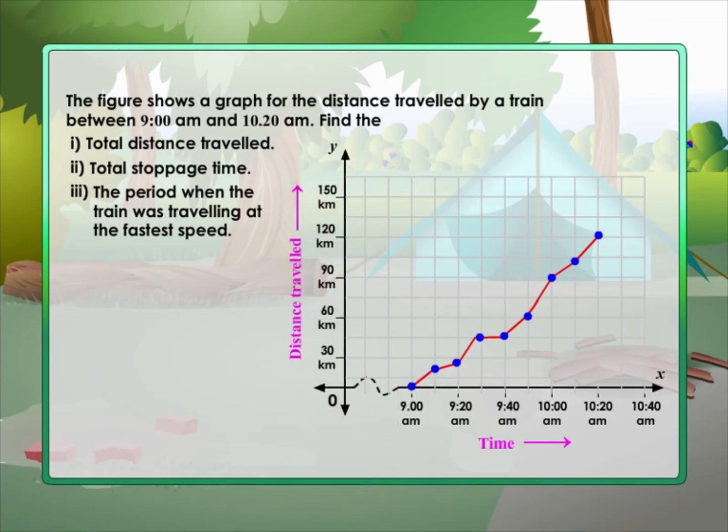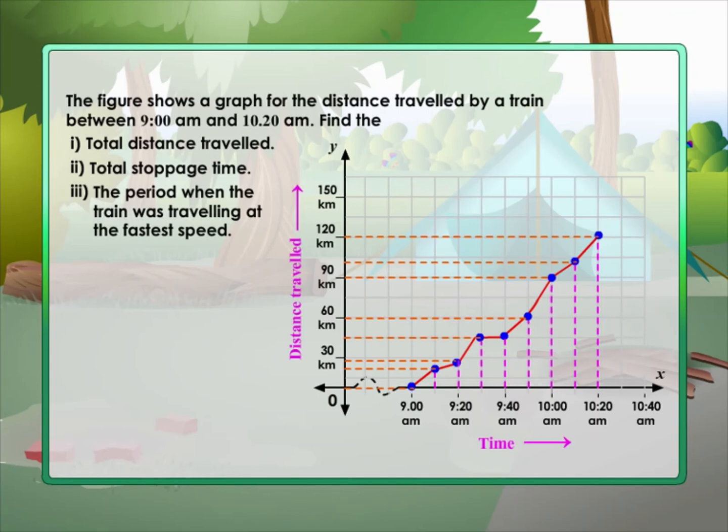From the graph, you can see that the train started at 9 a.m. The train stops the journey at 10:20 a.m. To find the total distance traveled, draw a vertical line from points on the x-axis. Extend the lines to intersect the graph. From the intersection points on the graph, draw a horizontal line which meets the y-axis. On the y-axis, intersection corresponds to 0 kilometer at the lowest point and 120 kilometers at the highest point. To find the total distance traveled, subtract 0 from 120.